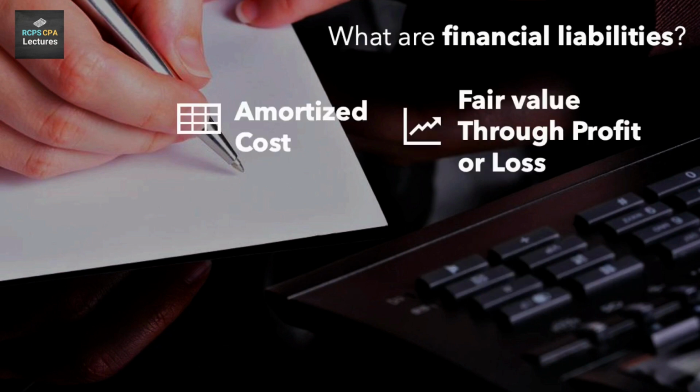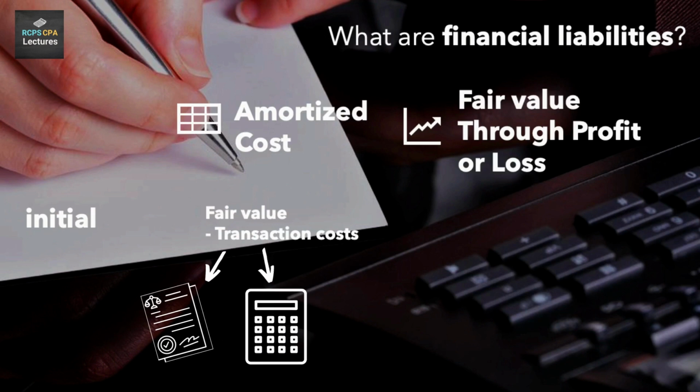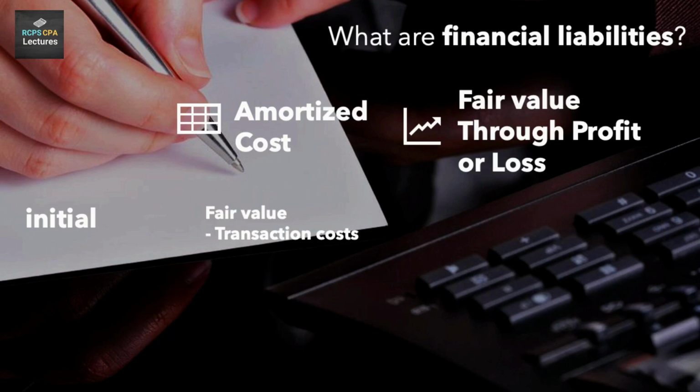Financial liabilities that are measured at amortized cost are initially recognized at fair value, which is typically the transaction price and is generally adjusted for any transaction costs incurred by the entity when issuing the liability. Transaction costs may include legal fees, accounting fees, underwriting fees, and other direct costs that are directly attributable to the issuance of the liability. These costs are typically subtracted from the fair value of the financial liability to arrive at the initial carrying amount of the liability.